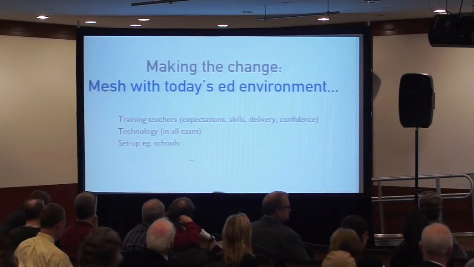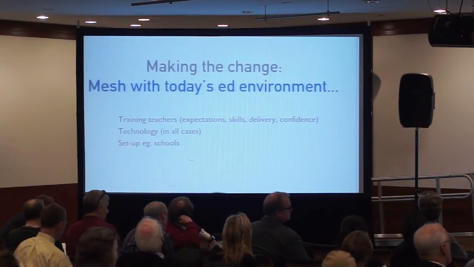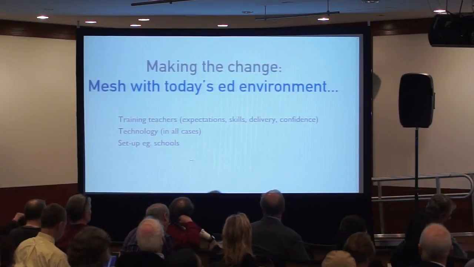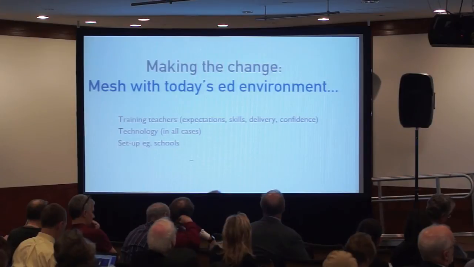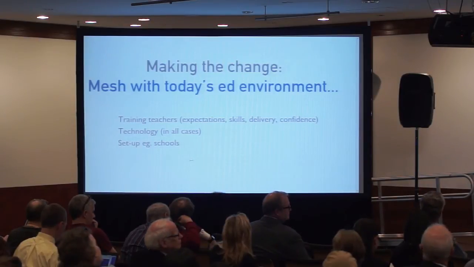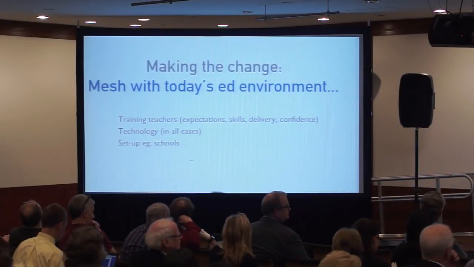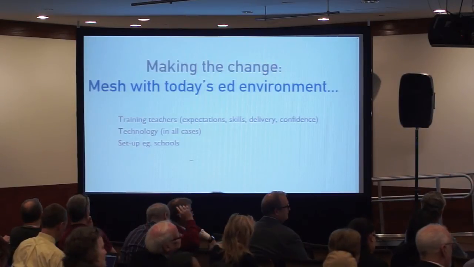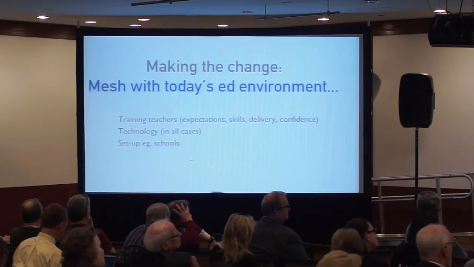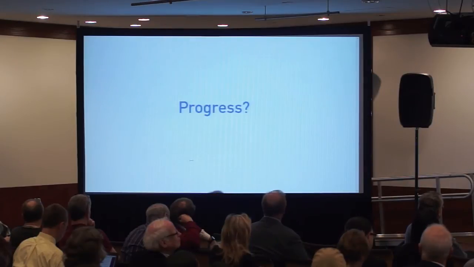Another thing I obviously recognize is that much as we'd like to change everything instantly on day one, we've got to mesh with today's education environment. That means training teachers, getting expectations, skills, delivery, confidence up. It means technology that's actually around, although, as we're hearing from Chris, not in every part of the world, but technology is marching forward very readily. It also means traditional setups like schools. Now, many people in this room and elsewhere may have views about how the structure of schools and education should change, and is wrong and is 19th century and everything else. All those things are important, but that's what we've got today, and we need to make sure we can deliver in those kinds of environments. So I think that's an important part of making this change, hopefully without damaging the vision too much. So what progress have we made?